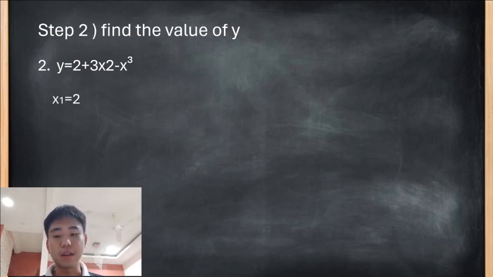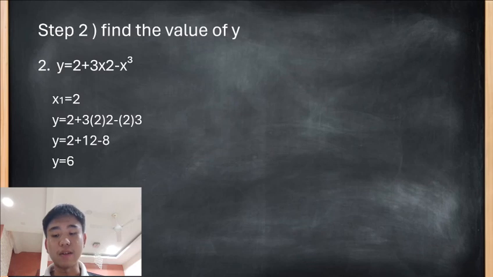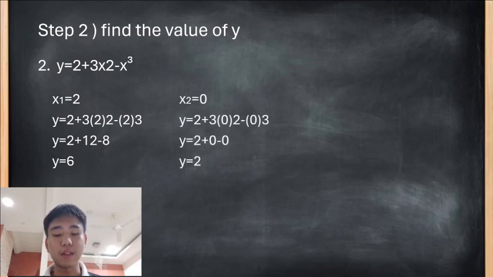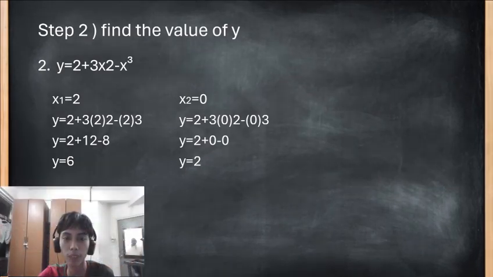Okay, now we use the first x, that is x1 equals 2. We will substitute it into the equation and you can use the calculator, and the value of y will be 6. Now x2, where the value is 0, we will substitute it into the equation and the value of y for that is 2. That's it from me. Now for Remy.